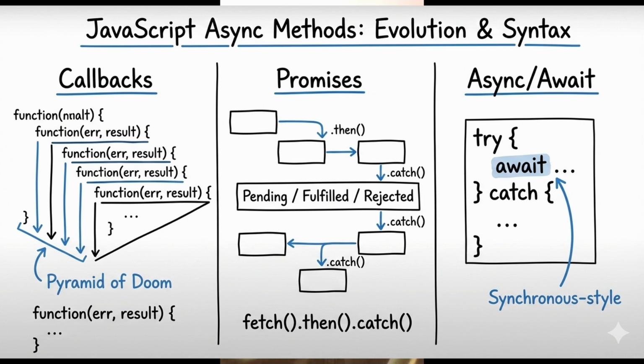A promise is an object that contains three values: pending, fulfilled, and rejected. A promise can be chained with the methods .then and .catch. In this way we can handle errors.